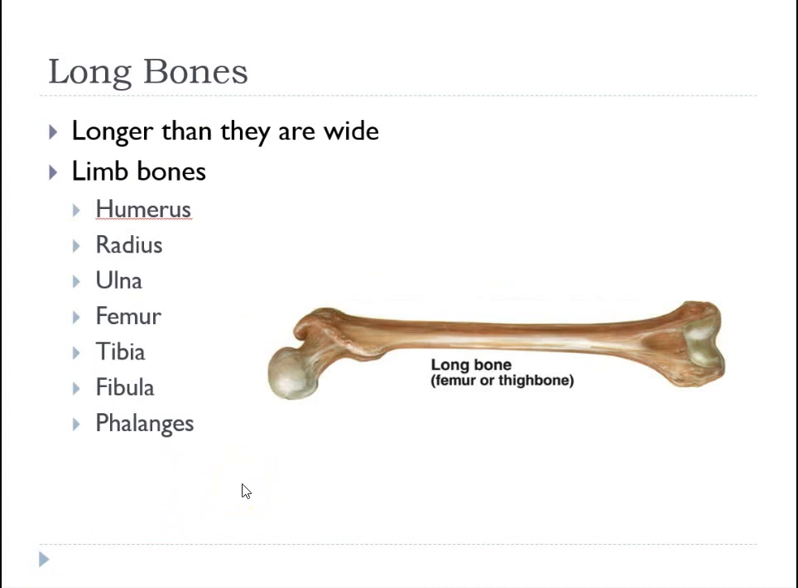Long bones are longer than they are wide, so they're much, much longer. They're very narrow. They basically are made up of a couple of bones that we know of: the humerus, the radius, the ulna, the femur, tibia, fibula, and then the phalanges in the fingers and toes.